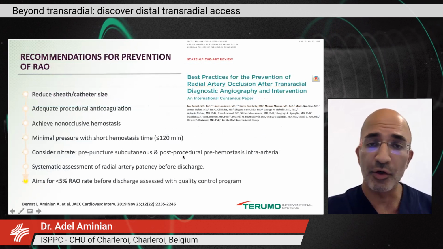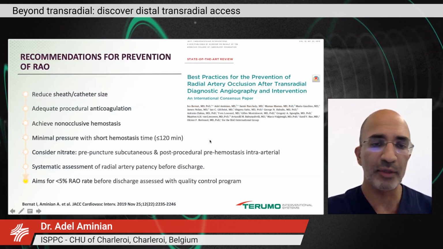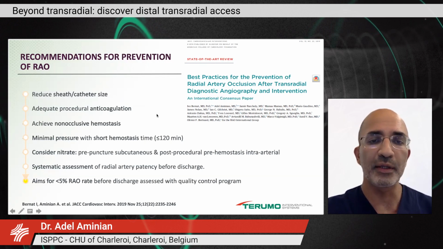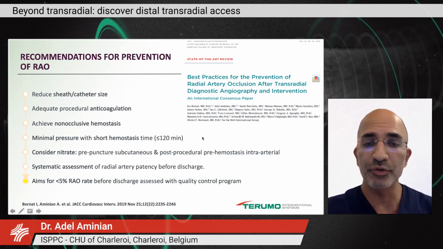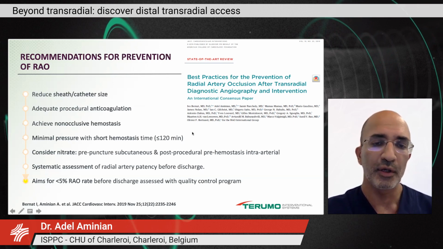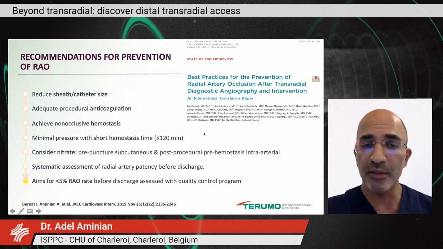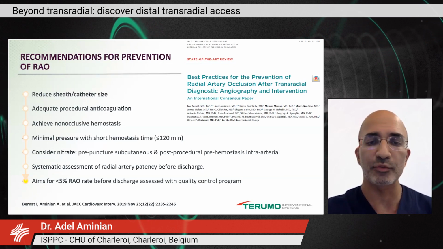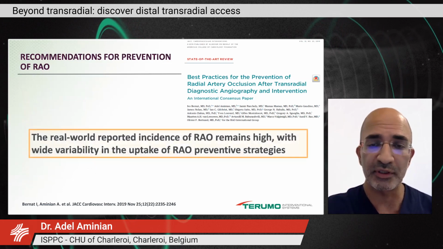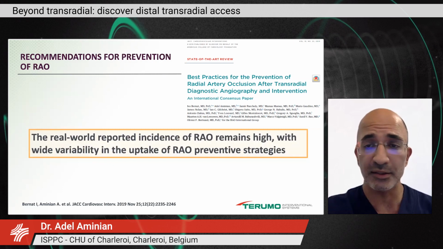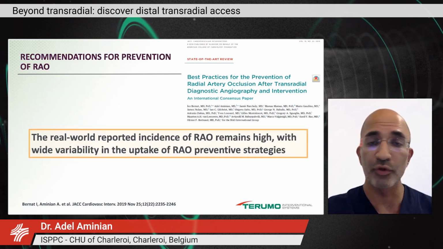3 years ago, a group of experts, and I had the chance to participate in this consensus document, have depicted very easy and effective techniques to reduce the rate of radial arterial occlusion to minimal, at least less than 5%. Despite these very effective and easy recommendations, which can be applied in all cath labs, the real-world reported incidence of radial arterial occlusion remains high in recent publications, with a wide variability in the uptake of those preventive strategies.